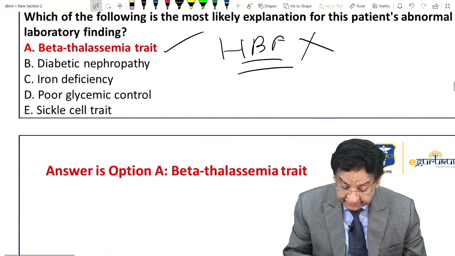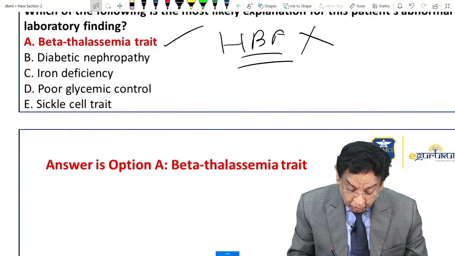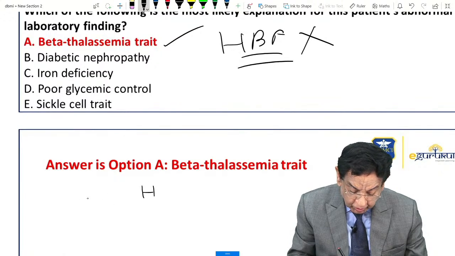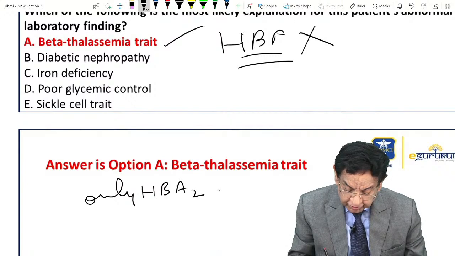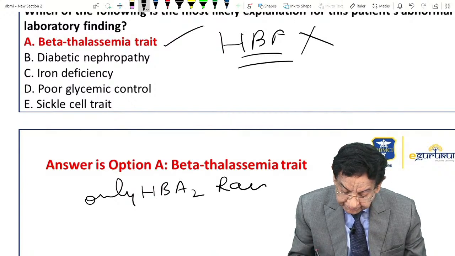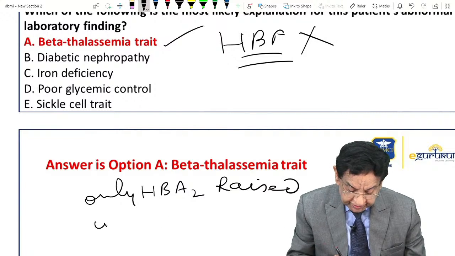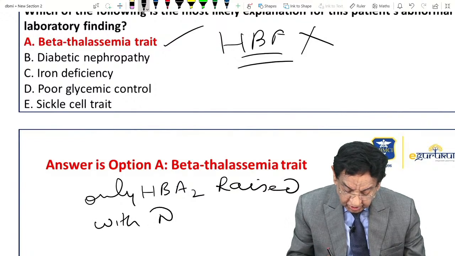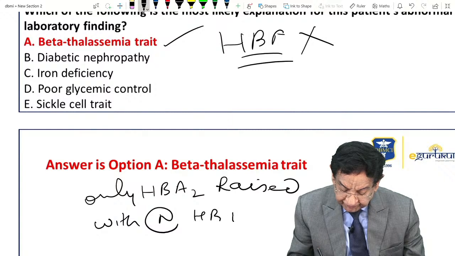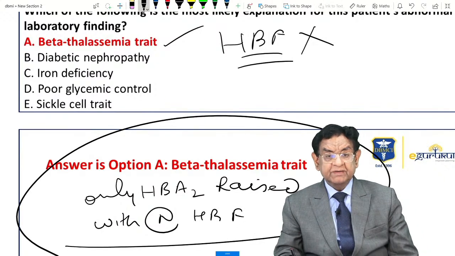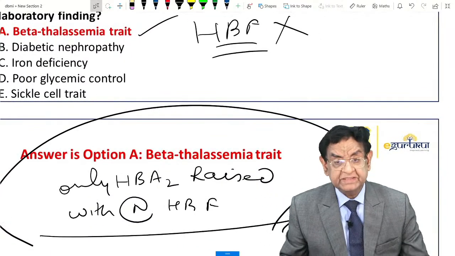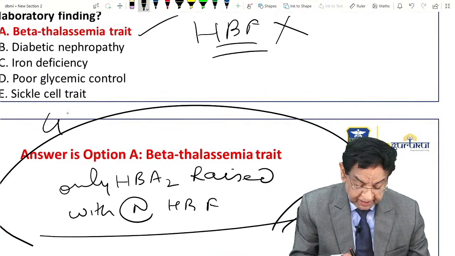Write down. If you are getting HbA2 raised with normal HbF, you are dealing with beta thalassemia trait. Golden line to remember.